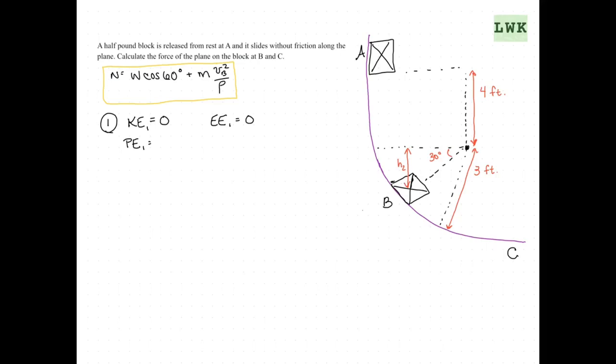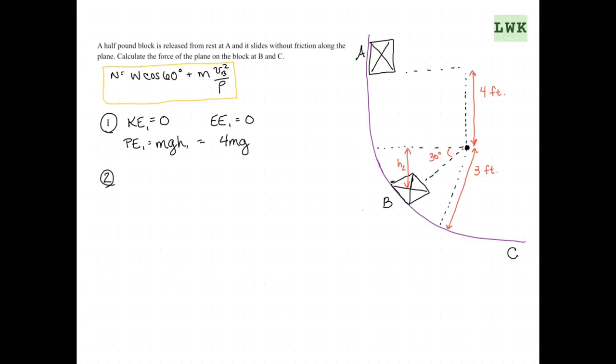And we know our potential energy equals mass times gravity times height at our state 1. And our height at state 1 from our origin that we drew over here, we can see is 4 feet. So we can just call our potential energy, for now, 4 mg.